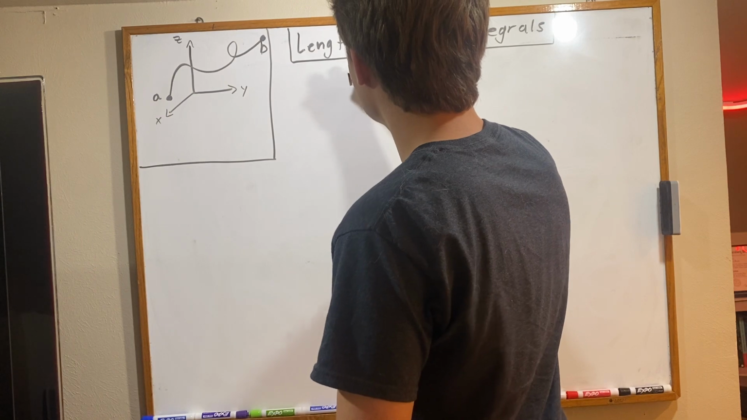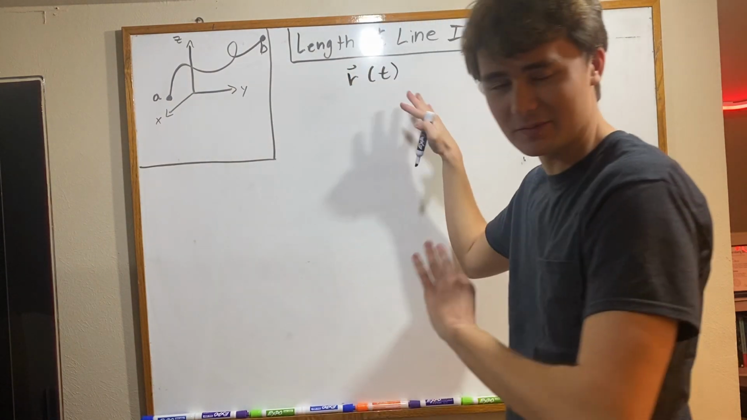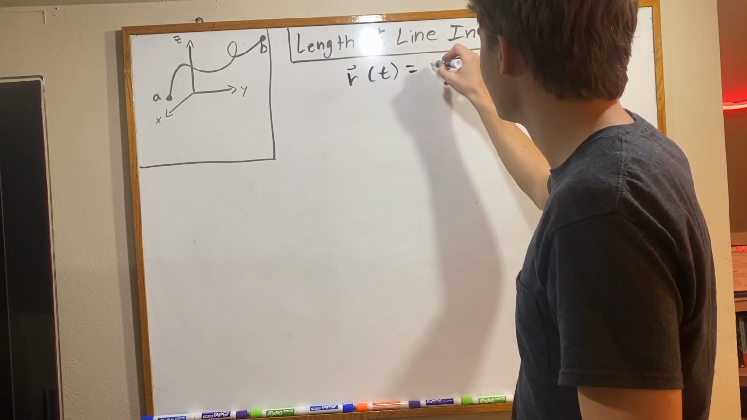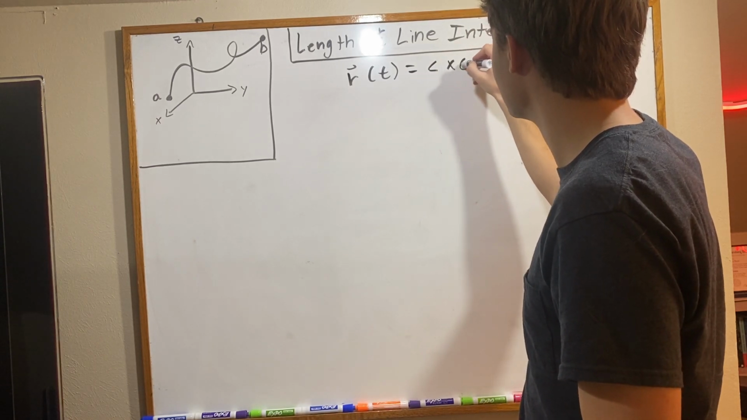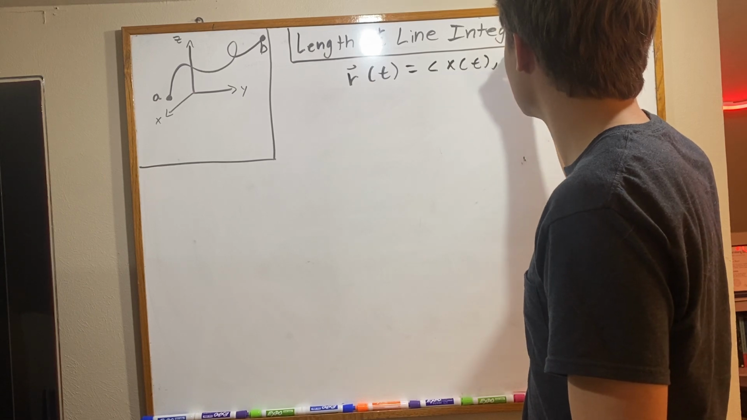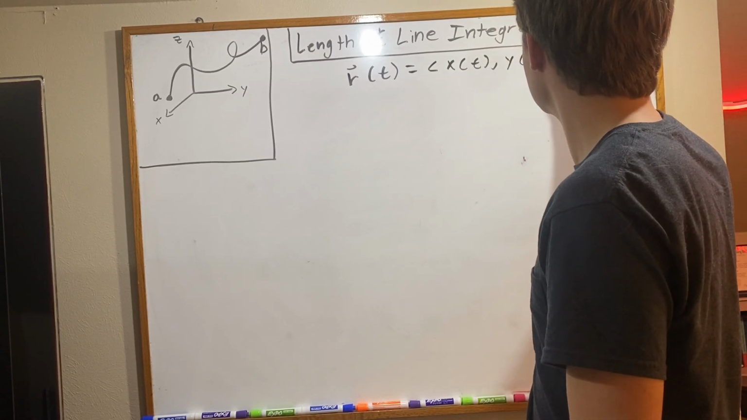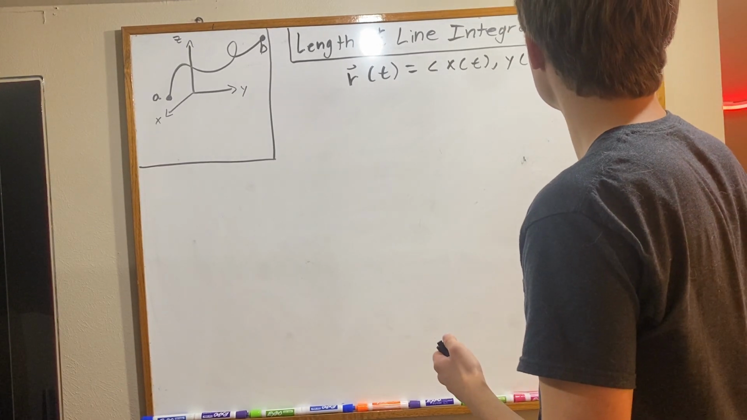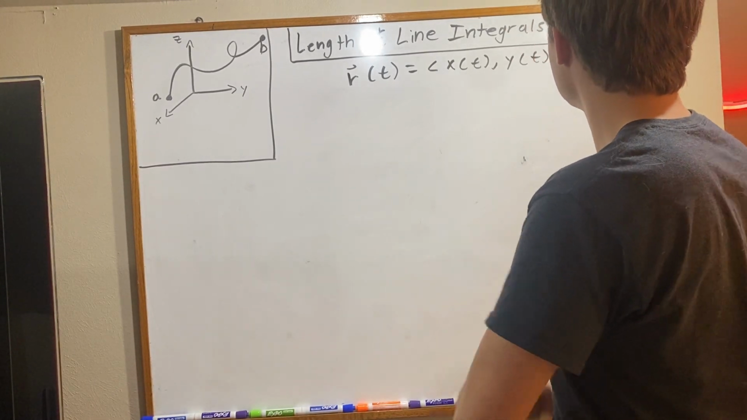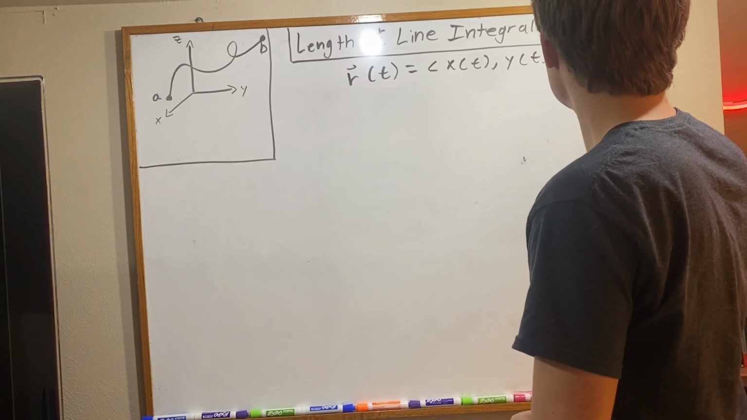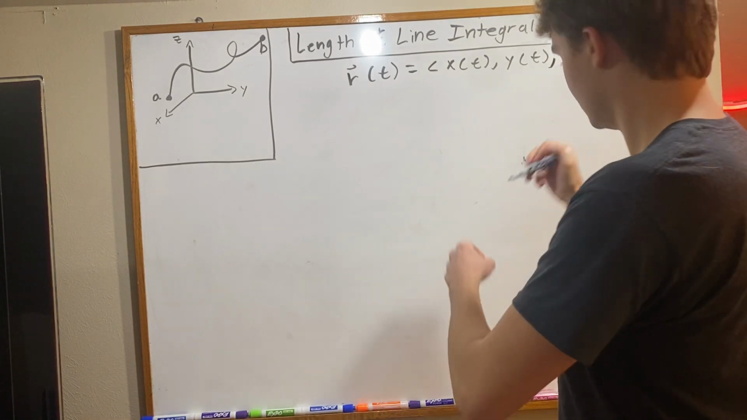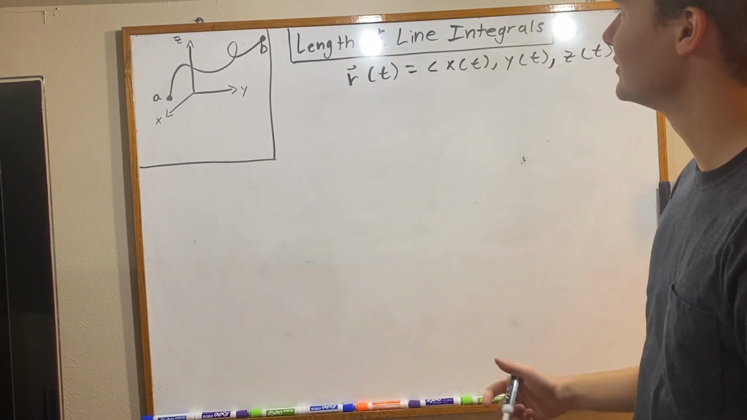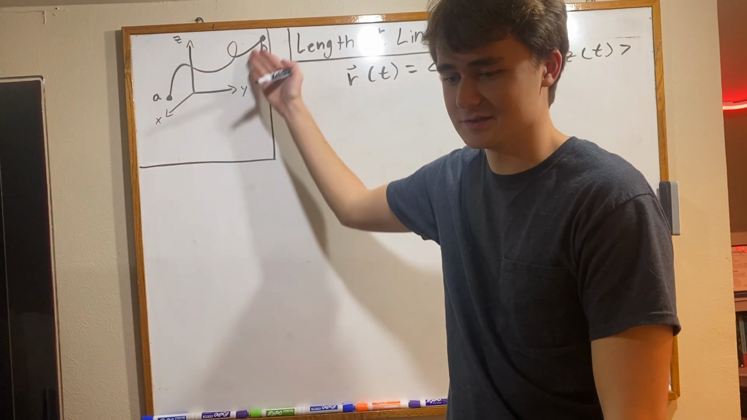So you just have R of t, and this is going to be something you should already know how to do. R of t is equal to the vector x of t, comma y of t, and it could also have z of t as well. Alright, so this is your parameterization of the line. What we're going to do is try to find the length of this curve here.